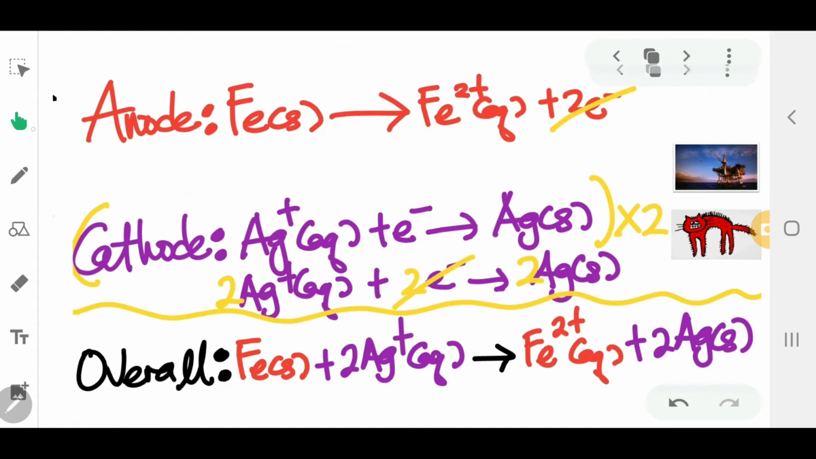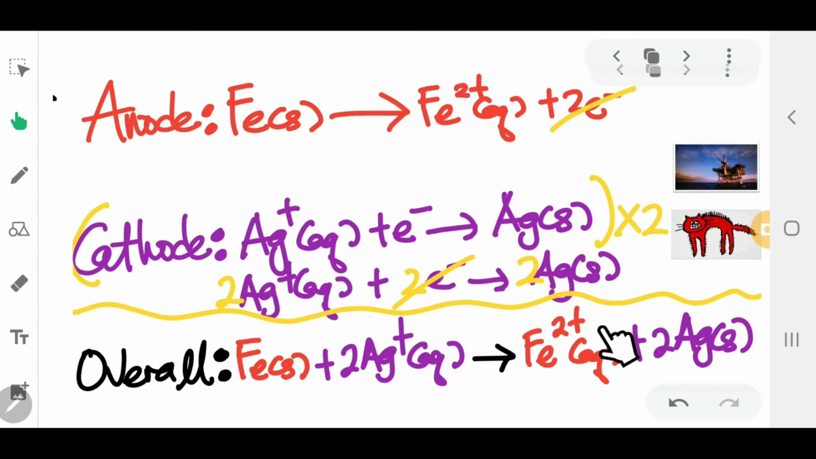So let's say we have this example over here. This time when you look at the overall cell reaction, you have 1 mole of iron solid reacting with 2 moles of Ag+ aqueous. You have 1 mole of Fe2+ aqueous on the product side, and you have 2 moles of silver solid. So this is the overall cell reaction. So how are we going to write the cell notation?